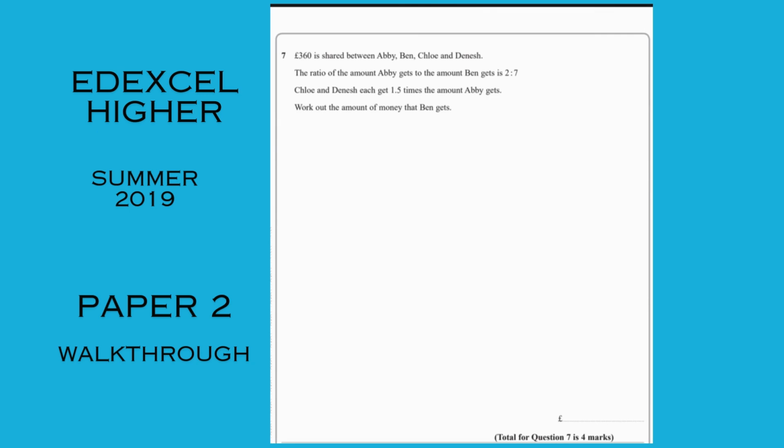You know they're coming. My advice is always lay it out, organize your thoughts. They use consecutive letters for a reason, to remind you. The total is 360. The ratio A and B is 2 to 7. C and D get 1.5 times what Abby gets. Well, if Abby gets 2, they get 3 each then. And chances are it's not going to be those exact numbers, but the numbers would be in that proportion. Work out the amount that Ben gets.